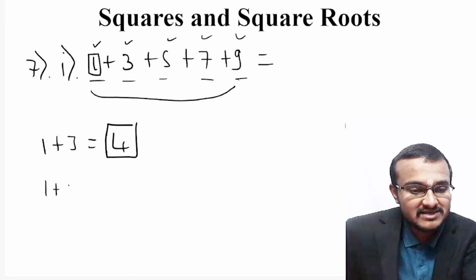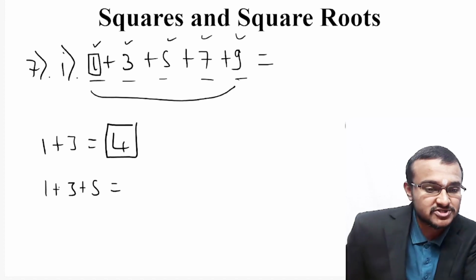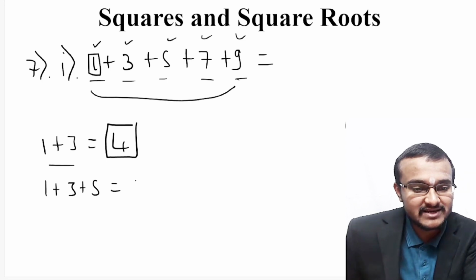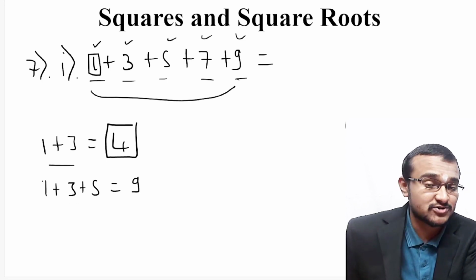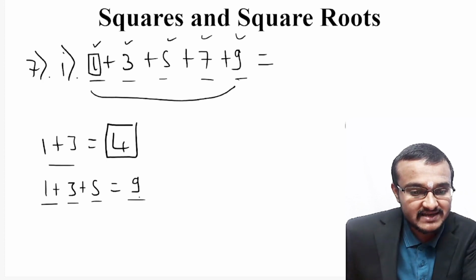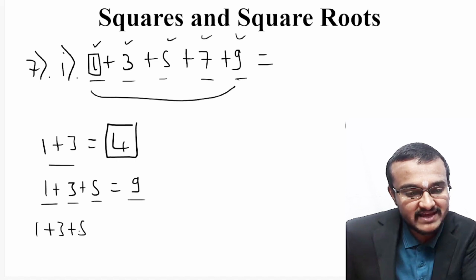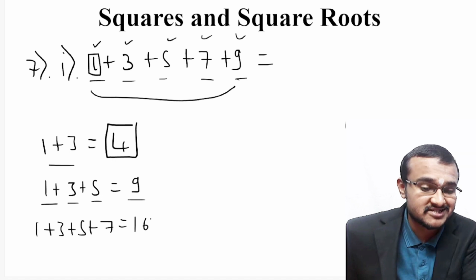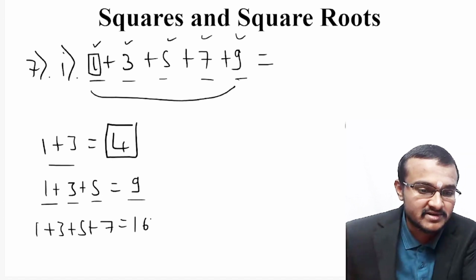Similarly, 1 plus 3 plus 5. When you add the next consecutive odd number to 1 plus 3, you will get 9. So 1 plus 3 plus 5 is 9, and 9 is also a perfect square. Similarly, 1 plus 3 plus 5 plus 7 is equal to 16, which is also a perfect square.